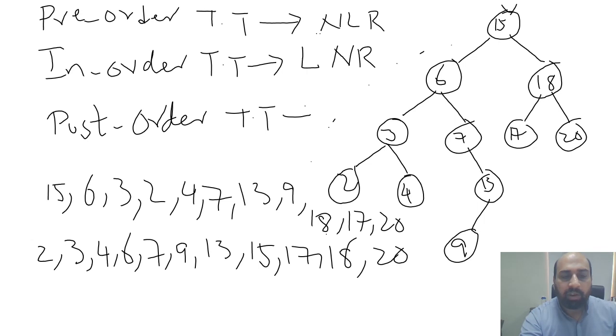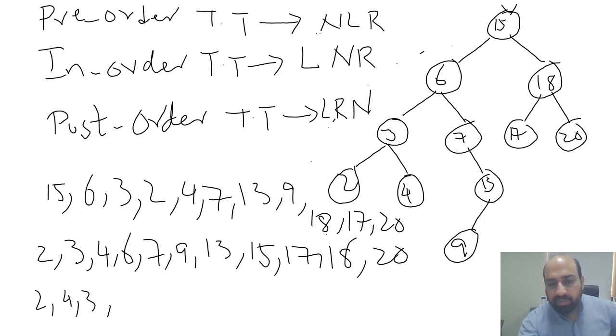Very quickly, the post-order tree traversal is left, then right, then node. At the end you have to print the node. So let's do it. Start with 15, go to the left, 6, 3, 2 will be printed. Then you need to print the right-hand side before the parent of 3. So 2, 4, 3, then go to the right of 6 before printing 6.